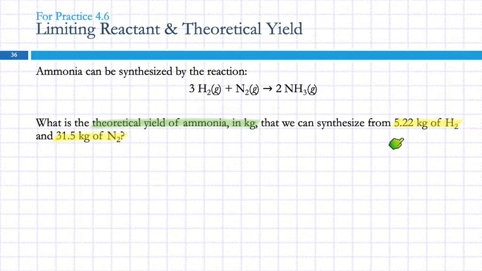So I'm going to take these numbers and write them under the chemical equation. So hydrogen, 5.22 kilograms. Nitrogen, 31.5 kilograms. They want the theoretical yield of ammonia in kilograms.